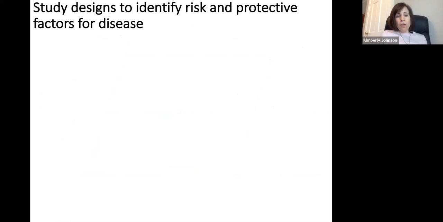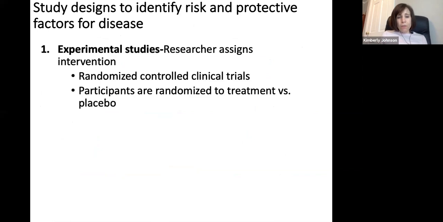And so now I'd like to talk a little bit about study designs that are used to identify risk and protective factors for disease. These can be broken down into 2 broad categories. One, experimental studies where a researcher assigns an intervention. You may have heard of randomized controlled clinical trials. This is happening right now for hydroxychloroquine, I heard on the news this morning. In this setting, participants are randomized to either treatment or placebo.